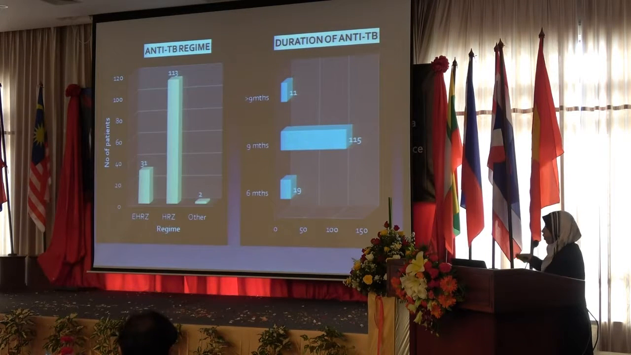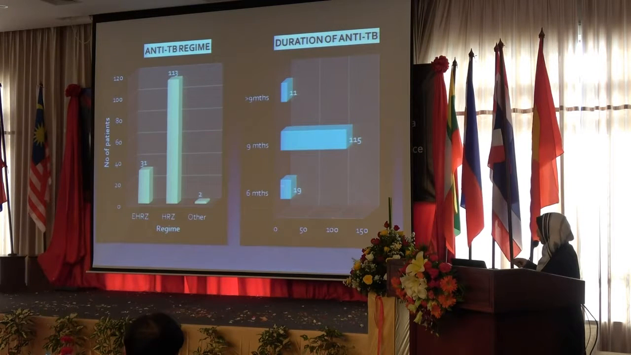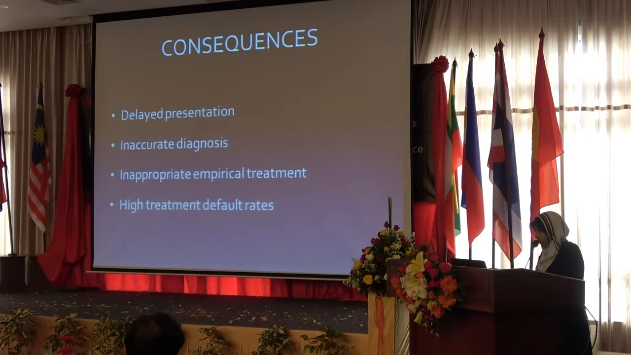And in looking at the duration of the anti-TB treatment, there is one paper that mentioned that the outcome is better with fewer relapses if you give the patients 9 months treatment compared to just 6 months treatment. But there are no specific guidelines on this. So our patients mostly were receiving 9 months of anti-TB treatment. So the consequences of a lack of guidelines would be delayed presentation, inaccurate diagnosis. We may be over or under-diagnosing our patients, inappropriate empirical treatment. As you can see, what we were doing also, we were only giving the 3-drug treatment, and high treatment default rates.